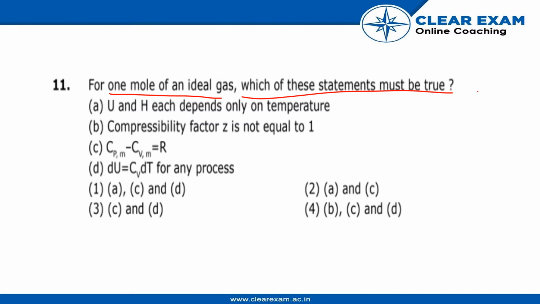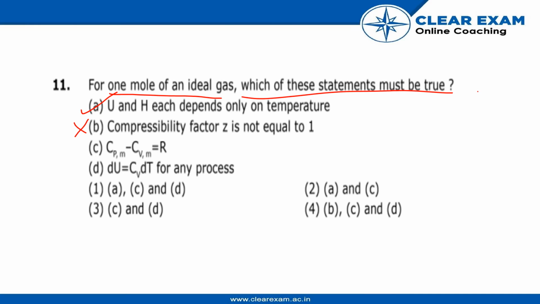So this means the energy U of the ideal gas depends only on kinetic energy, not on potential energy. So this is correct. So next is compressibility factor Z is not equal to 1. We know that compressibility factor Z is always equal to 1 for ideal gases, so this is incorrect.